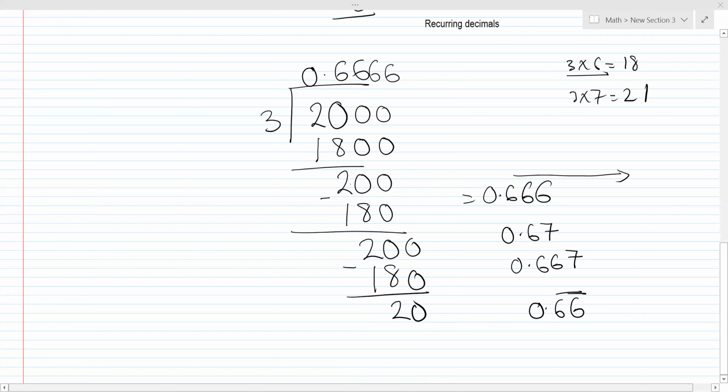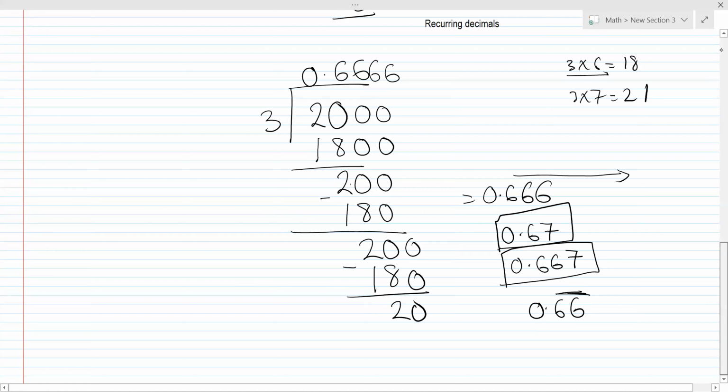You can express it with 2 decimal places like this, 0.67, 3 decimal places like this, or you just put the bar above the number, showing that this number is repeating. You put the bar above the number that's actually repeating. Since 6 is the only number here, you can write it like this. It doesn't really matter because 6 is the only number and it's the number that's repeating. So it's fine that way.